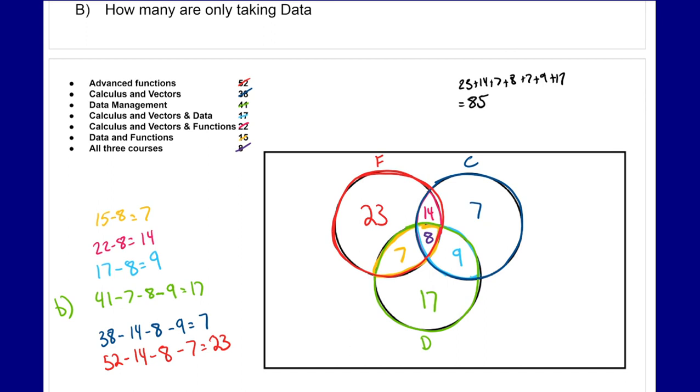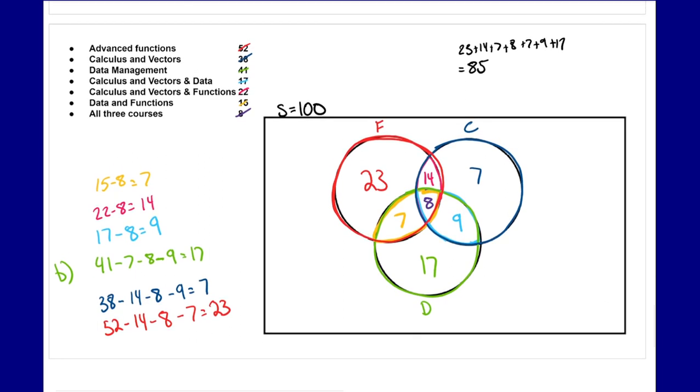However, the scenario said that we had 100 students. So what that means is that there are still some students that didn't take any math courses, so they exist outside of this scenario. There are 15 students because 100 minus 85 equals 15. So there are 15 students that exist outside of those 3 events.